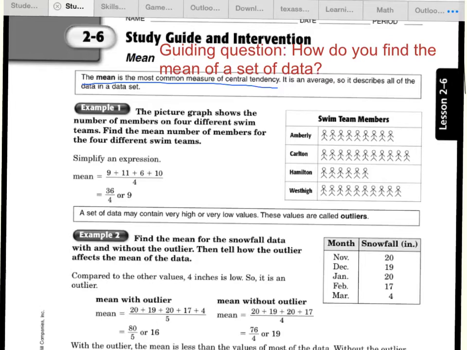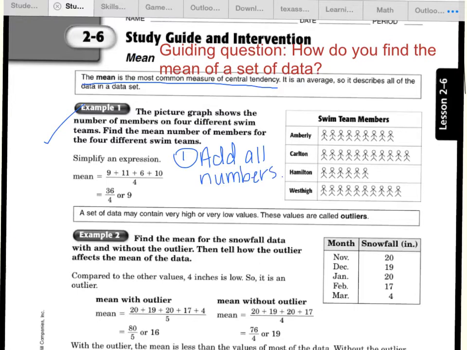Let's look at example 1. The picture graph shows the number of members on 4 different swim teams. Find the mean number of members for the 4 different swim teams. So the very first step is to add all the numbers. Okay? Add all the numbers. In your notes, write the first step. Number 1 is to add all the numbers.